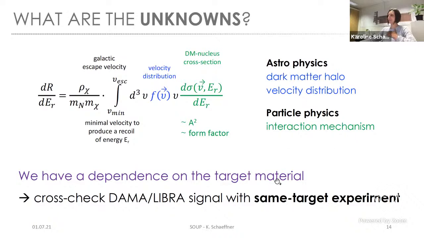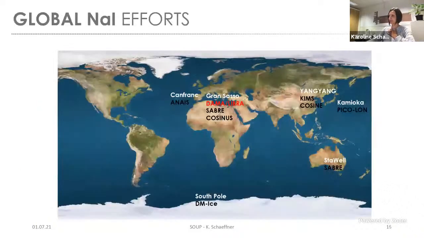And this target dependence in the end is the reason why you would like to do a sodium iodide experiment, and why you say, okay, it's not just fine to check this now with xenon, calcium tungstate, germanium, silicon, and so on. So the idea is really to do a model independent cross-check using the same target material.